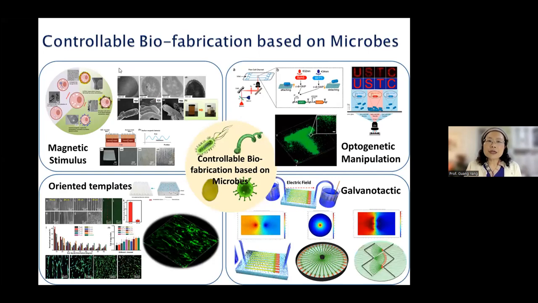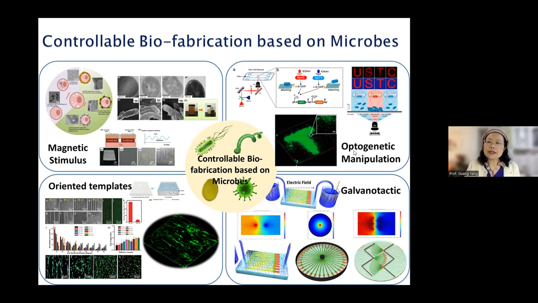For controlled biofabrication, one method we established is magnetic stimulation. In this case, we use magnetic particles to modify the surface of microbes. We can also genetically modify the bacteria, which is optogenetic modification. After that, the microbes can be controlled by different light.